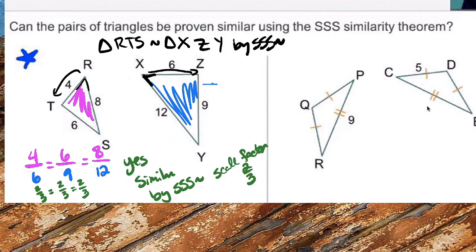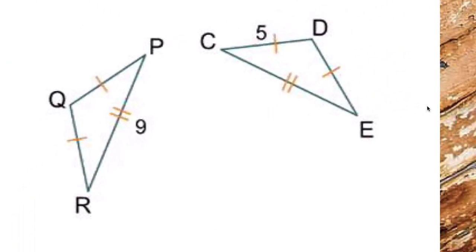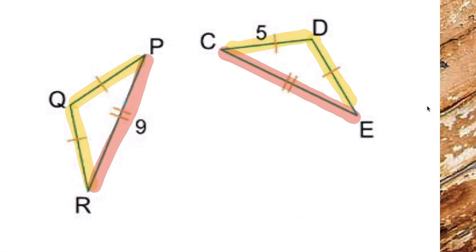Now, as I look at the second question here, what I have is some congruent markings. All of these are equal to each other based off the congruent markings. And this one is congruent to this one.